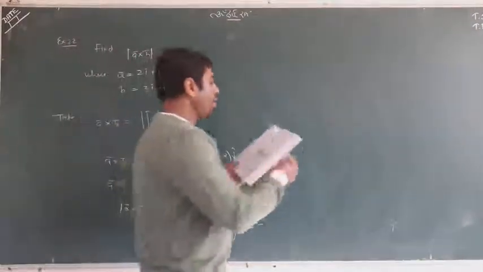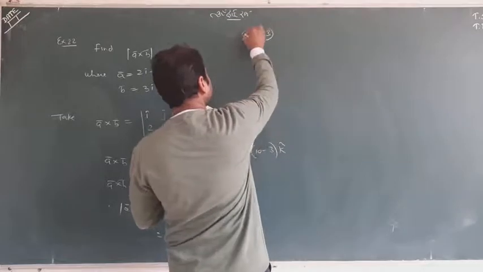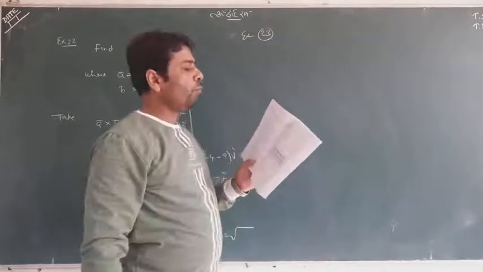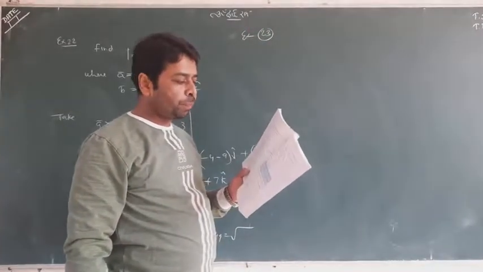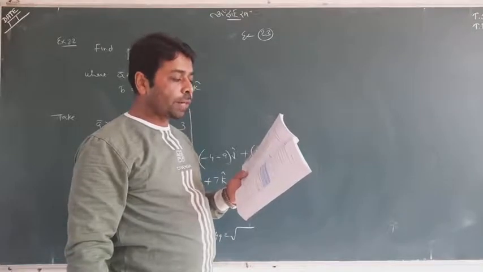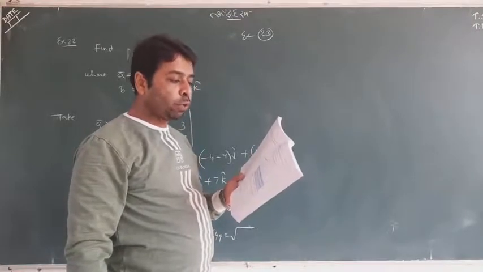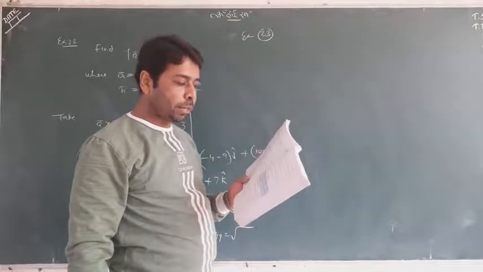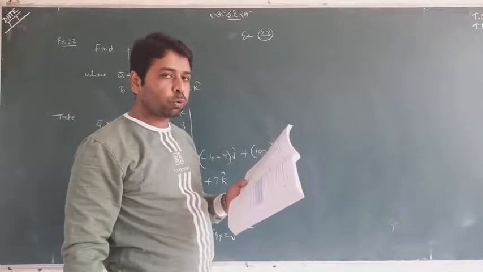Okay. Now we have example number 23. What is this? Find a unit vector perpendicular to each of the vectors A plus B and A minus B, where A and B are given. A very good question this is.